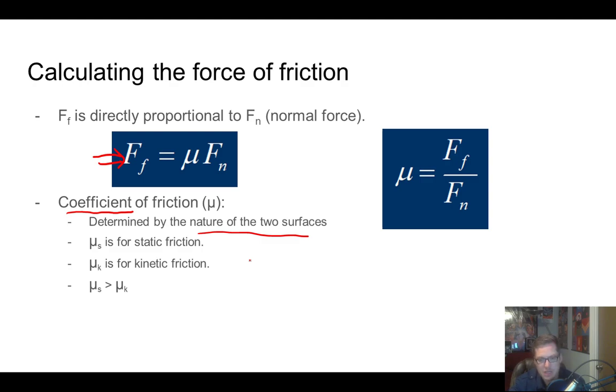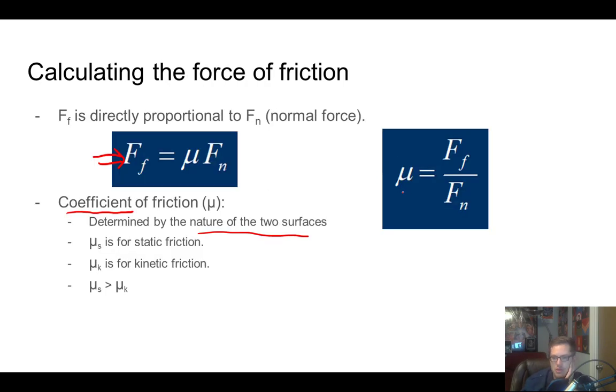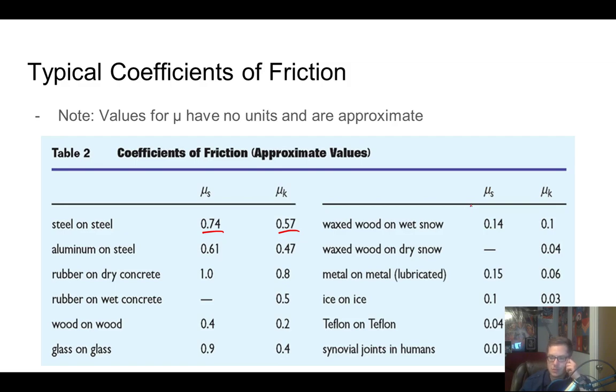Mu sub s is for static, mu sub k is for kinetic friction, and the static friction is always more than the kinetic friction. So here are some different static and kinetic coefficients. Steel on steel is 0.74 for mu sub s, and mu sub k is 0.57. Notice that there are no units on these, because it's a proportion. Mu is equal to force of friction over force normal, and both have units of newtons, so they cancel. So mu has no units. You can look at these.